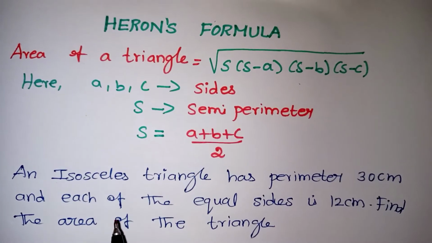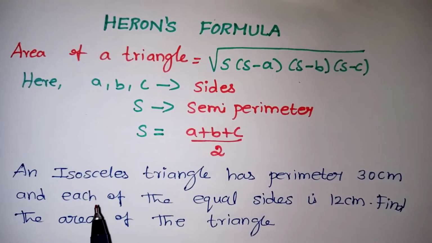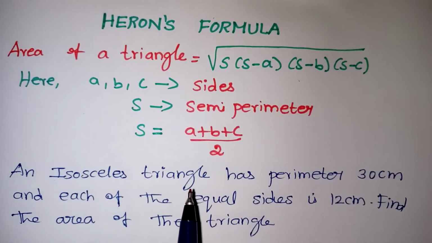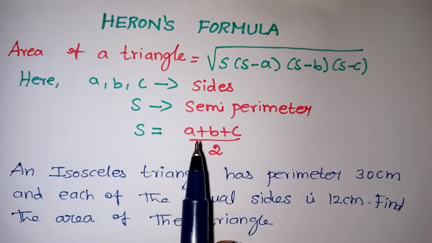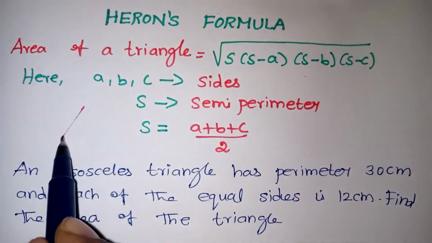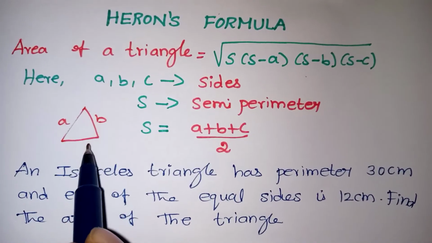Heron's formula is mainly used to find the area of the triangle. We all know that the area of the triangle is half into base into height. In some cases height will not be given. In that case we need to apply Heron's formula. In this case all the three sides of the triangle will be given to us. If all the three sides are known to us, we can apply Heron's formula to find its area.